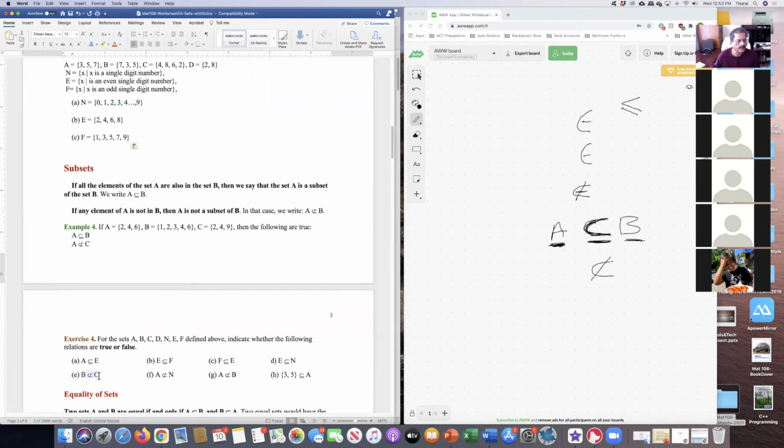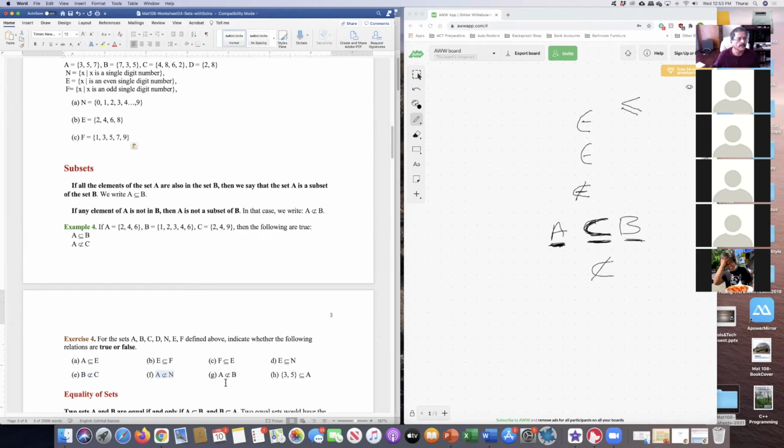And B not a subset of C. True. B not a subset of C is true, yes. The elements in B are not in C.